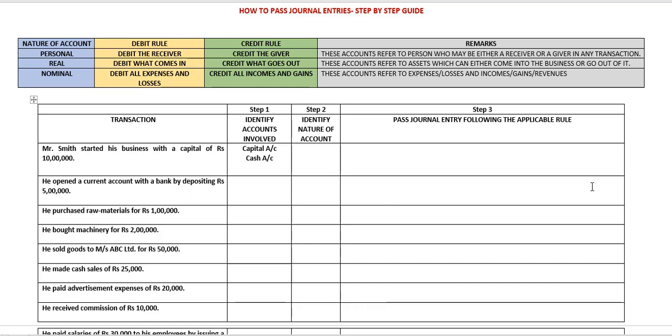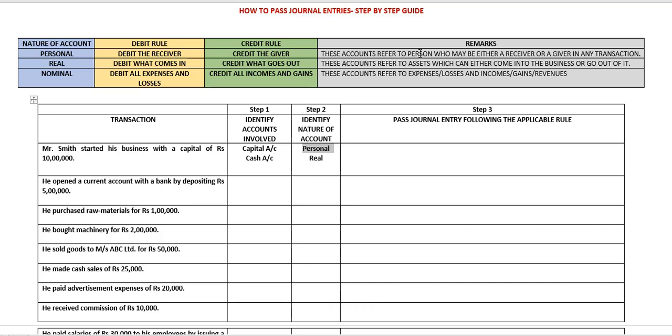Capital account, as we have already known, represents the claim of the proprietor who has put money in the business, which is a personal account, and the cash account, being a real asset, is a real account. So now we know the applicable rule for those. So the rule for personal account, as I've already told you, personal account will refer to persons only, and a person can be either a receiver or a giver.